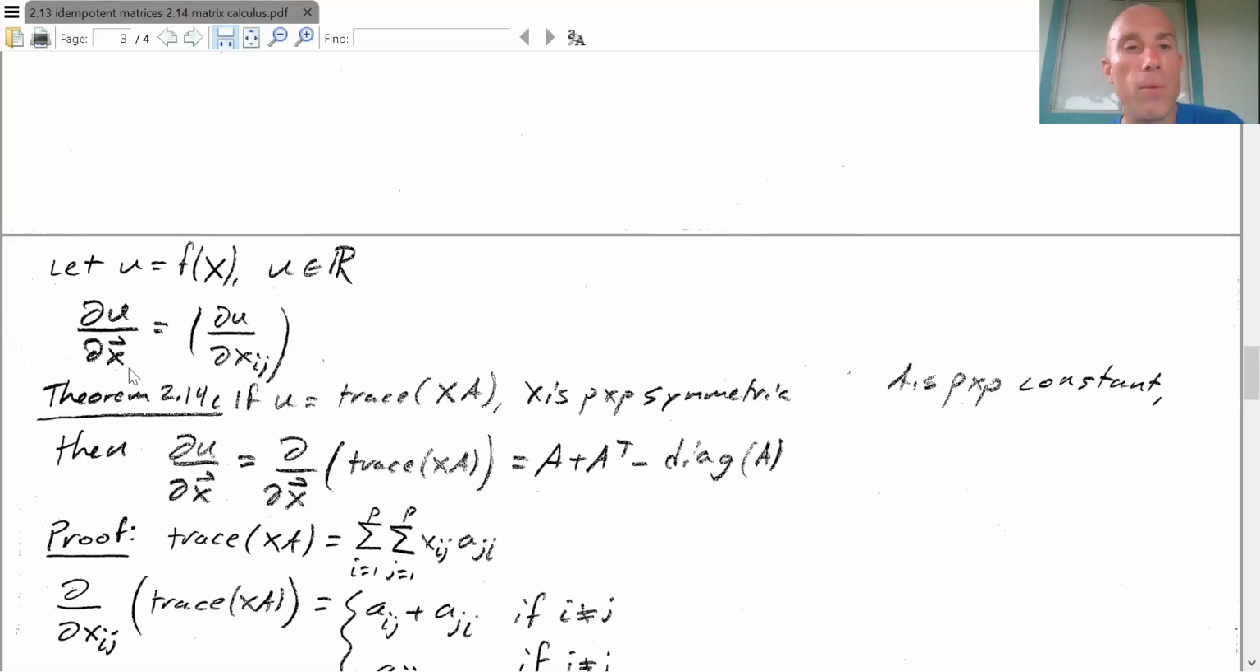is just going to be the matrix of derivatives by entry position. And that's just the definition.